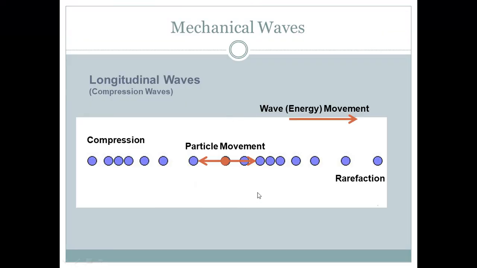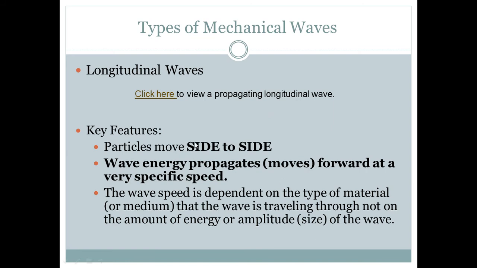Here we go. So again, draw this in to your chart, pause it, and do that. Okay, key features. The particles in this move side to side. The wave energy propagates, moves forward at a very specific speed. Again, on the back of your sheet in the biggest pencil crayon color you can do, the wave speed is dependent only on the type of material and not the amount of energy or amplitude of the wave that you put in. So it doesn't matter what you do, it will always move at that speed.